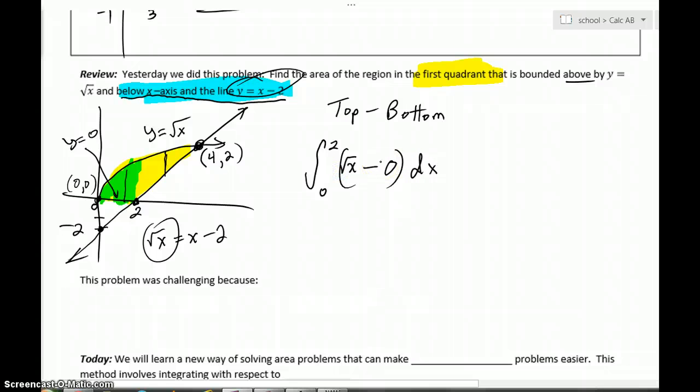By the way, this is the type of integrating that we were doing earlier in the year when we were always integrating from a curve to the x-axis.